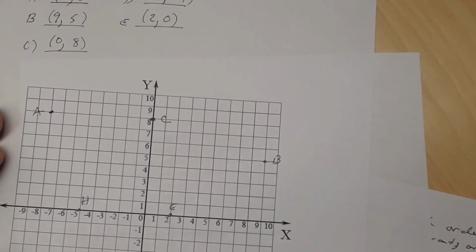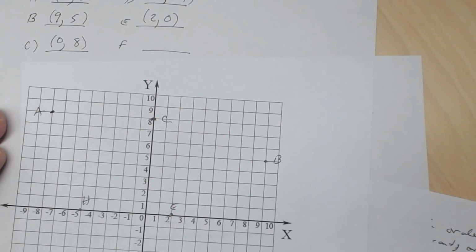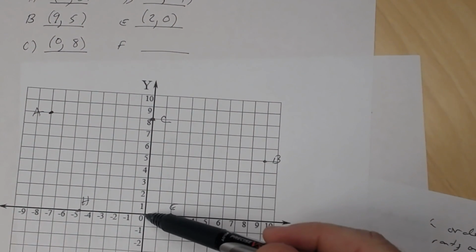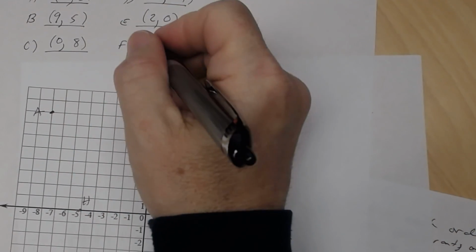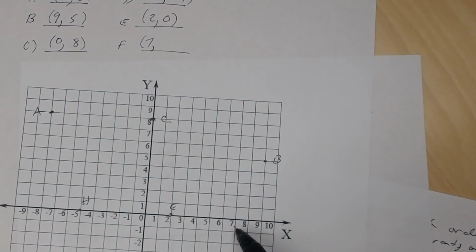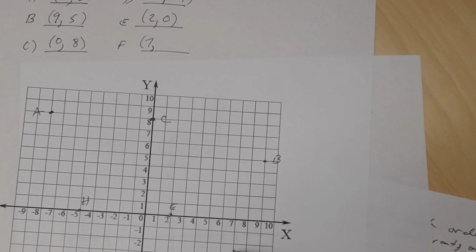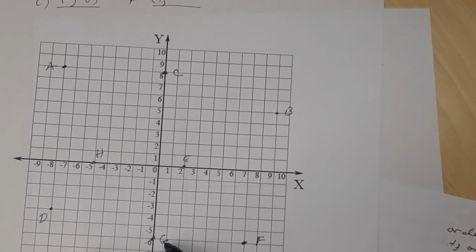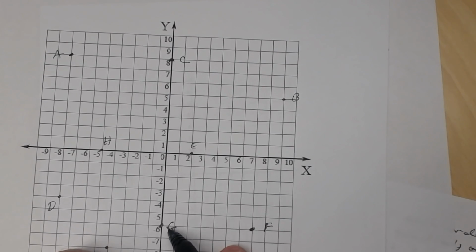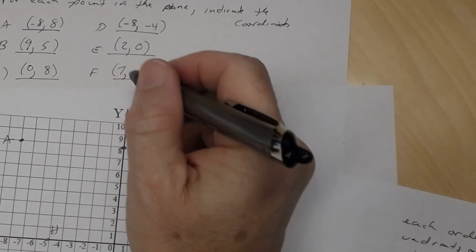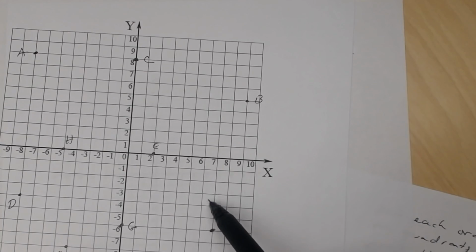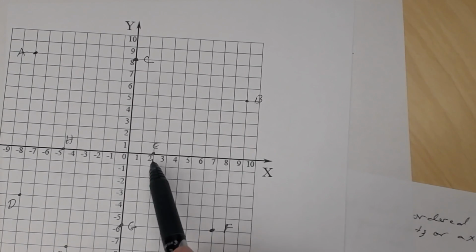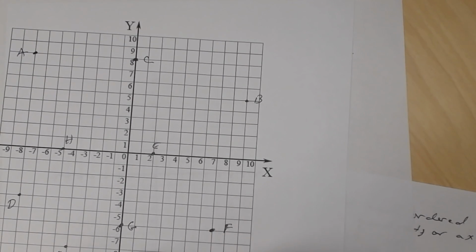All right, F. For F, which is here, you start at the origin. You go to the right 7 units until you get above it. So the x-coordinate is positive 7. Then I've got to go down 1, 2, 3, 4, 5, 6, which corresponds to -6. So the y-coordinate is -6. Whenever you're in quadrant 4, your x-coordinates are positive and your y-coordinates are negative.